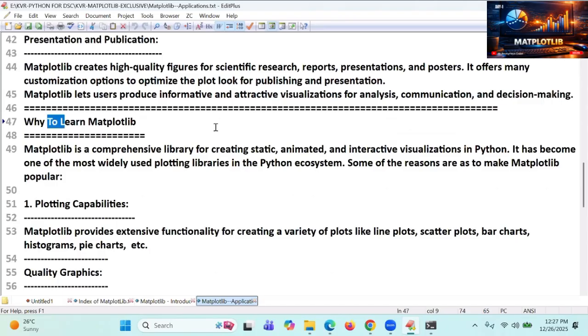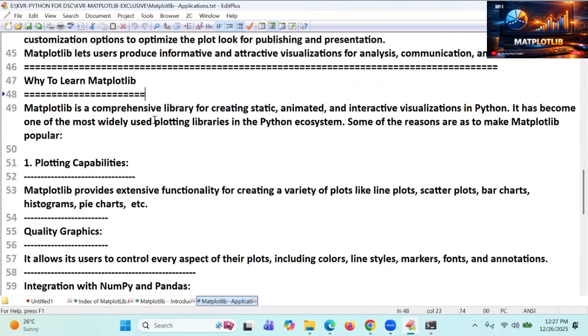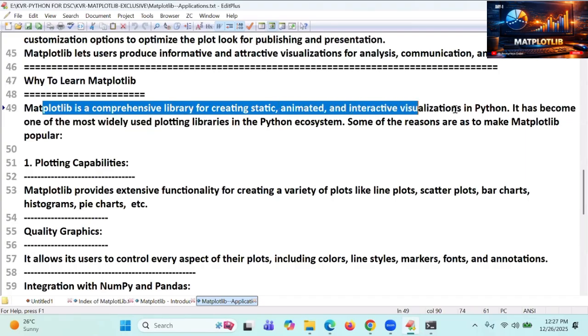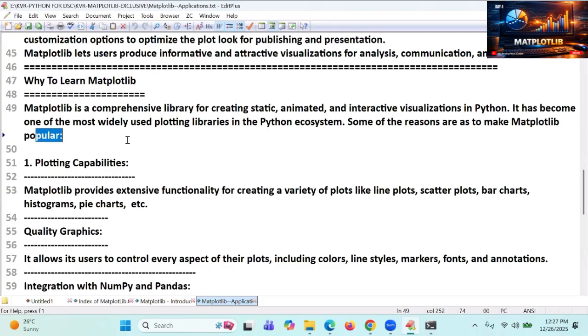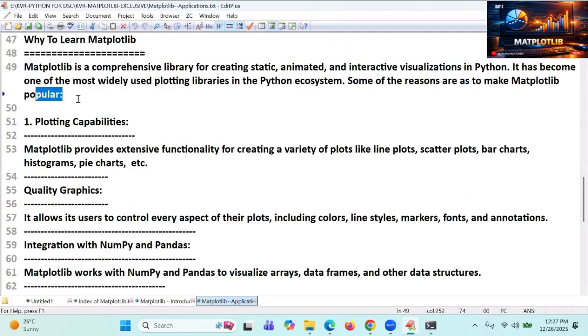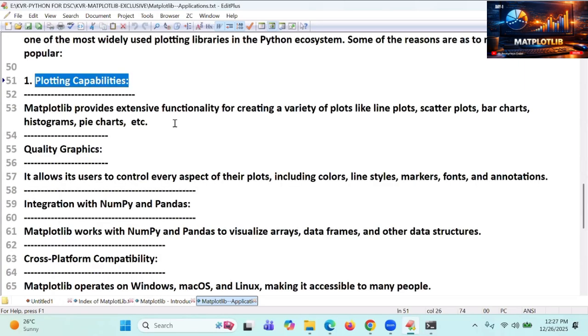Why learn Matplotlib? As I already said to you, it is a comprehensive open plotting library for static, animated and interactive visualization in Python. It has become one of the most widely used plotting libraries in the Python ecosystem. Some of the reasons that make Matplotlib popular: number one, plotting capabilities are greater here. No other library contains as many as of today.